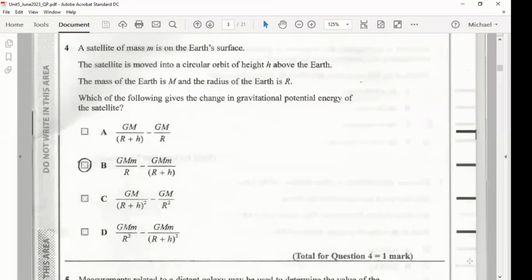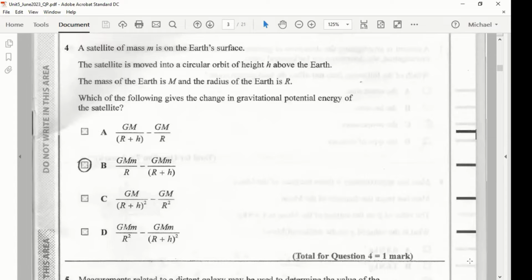Question 4. A satellite of mass m is on the Earth's surface. The satellite is moved into a circular orbit of height h above the Earth. The mass of the Earth is M, and the radius of the Earth is R. Which of the following gives a change in gravitational potential energy of the satellite? So what you're looking at here would be the difference between the gravitational potential energy on Earth, which is big G, big M, little m over R, take away the potential energy at R plus h. So it's got to be B.